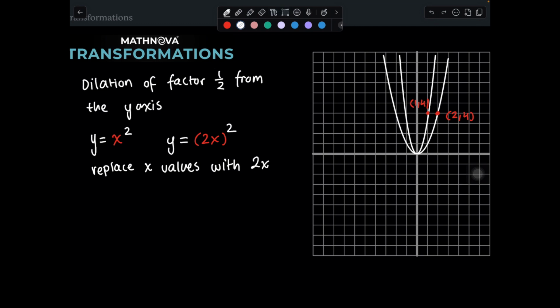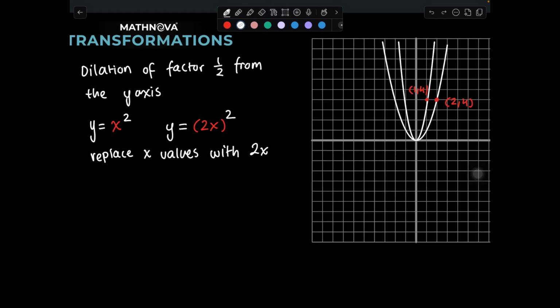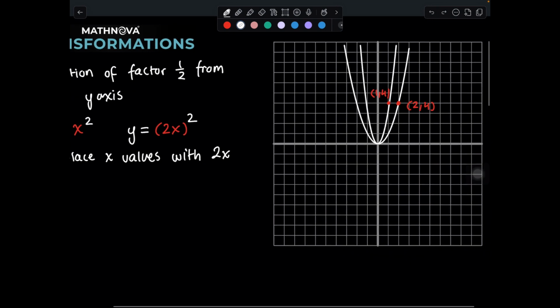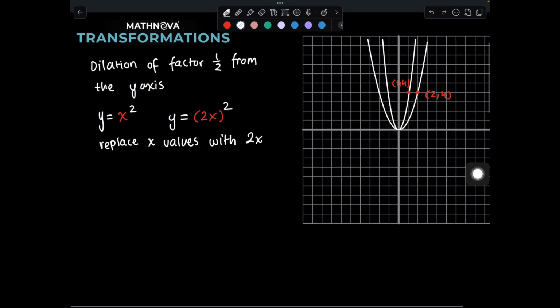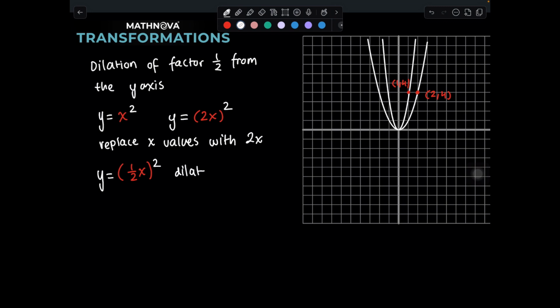the graph. Okay. Now, if I wanted to dilate by a factor of 2 from the y-axis, so imagine I wanted this coordinate here to become 4. So I wanted the graph stretched out there. What I would do is replace our x value with a half x, squared. And that will dilate by a factor of 2.